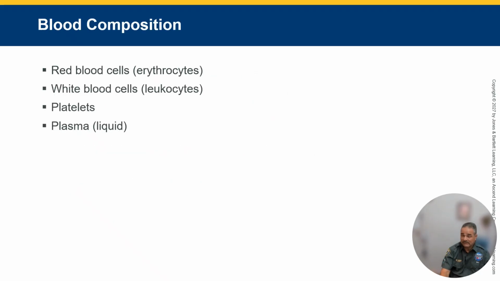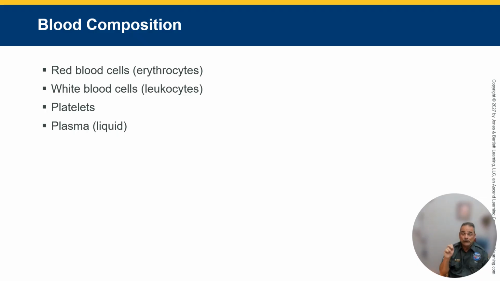Blood composition. We have red blood cells, white blood cells, platelets, and plasma. Red blood cells are called erythrocytes. You better jot this stuff down because these are test questions. Red blood cells are erythrocytes. They contain hemoglobin, which carries oxygen. You with me? Let's move to the next one.